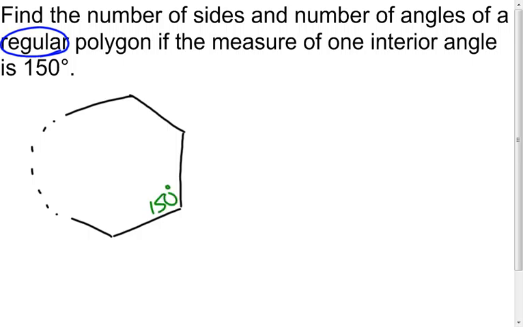I'm going to look at the exterior angle then. I know that this interior angle and the exterior angle are going to have to add up to be 180 degrees. They're supplementary. Therefore, I'm going to subtract that interior angle's measure from 180 degrees, which is going to give me 30 degrees. This exterior angle has a measure of 30 degrees.